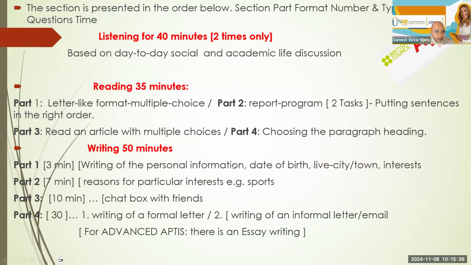Then in the writing part of the Aptis, there are 4 sections. The first part gives you 3 minutes to write personal information, such as the date of birth. For the month, it's very important to write it in full. For example, if you were born in June, you write June 1984. Then you write the city, town, or village where you come from.